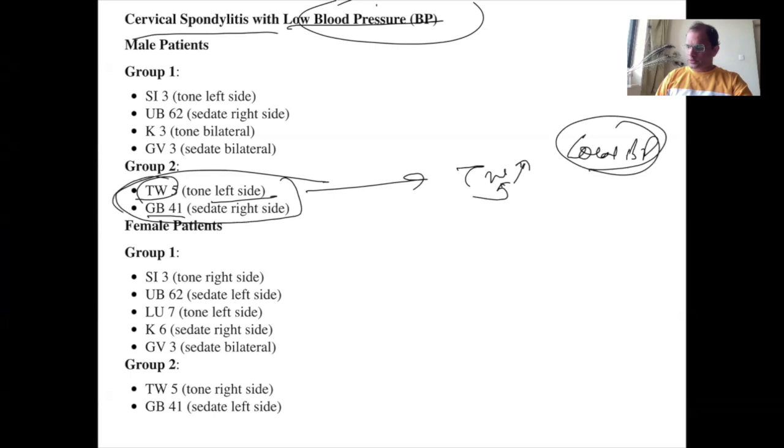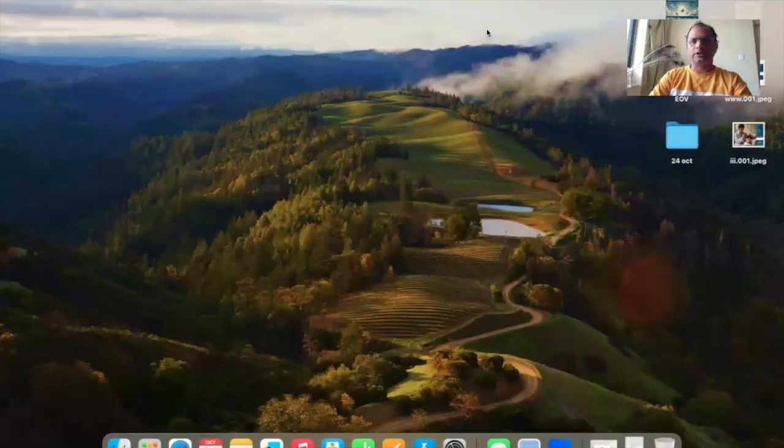I have applied this protocol for many patients. One patient suffering with a low BP, neck pain, occipital headache. Low BP and headache here, occipital headache, which is also coming on the head region, on the side. We can see the quick result with triple warmer 5 and gallbladder 41, 2 points. Only 2 points enough.